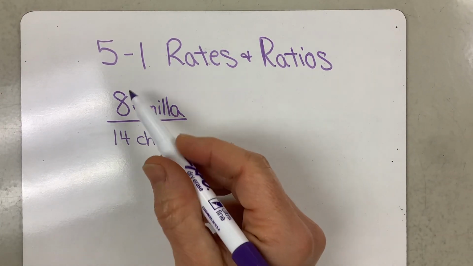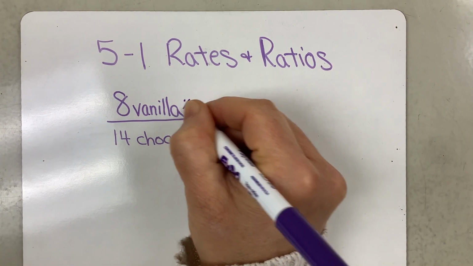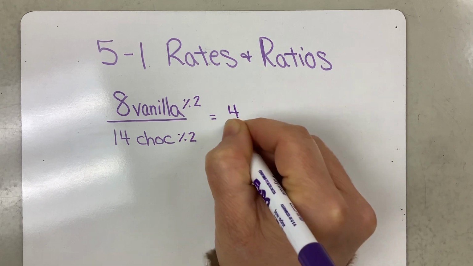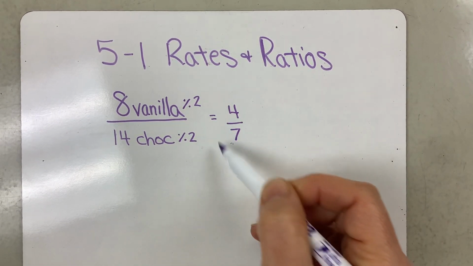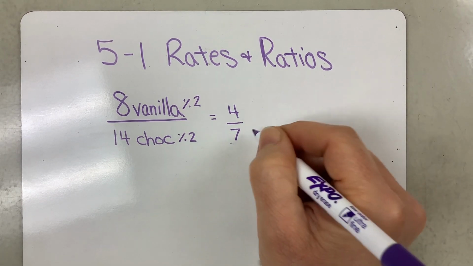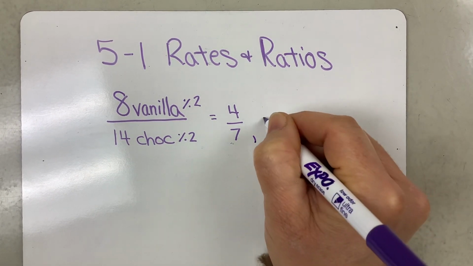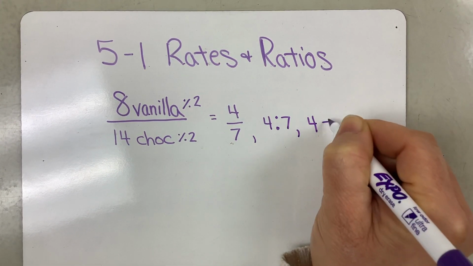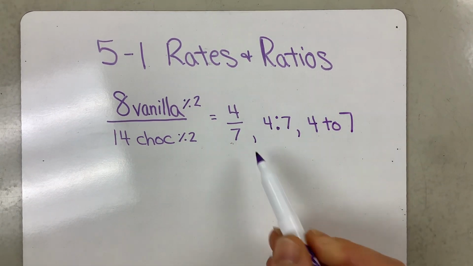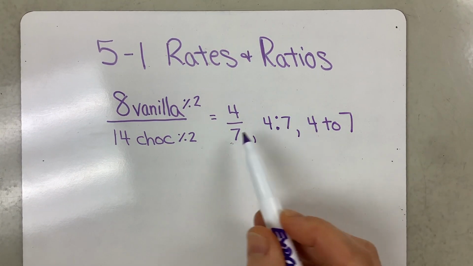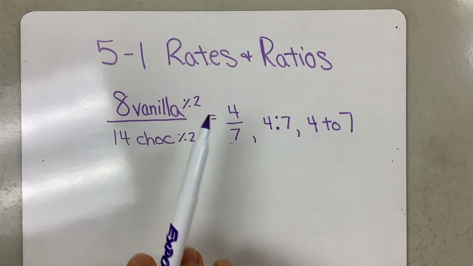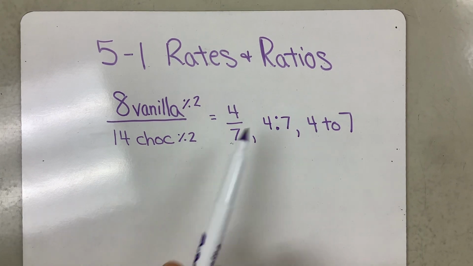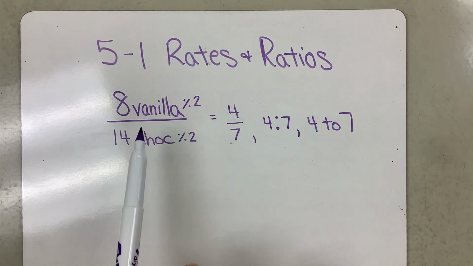Now, I know 8 and 14 are both even, so I can divide by 2. And when I do that, I get 4/7. So this is going to be my fraction in simplified form. We can also write a ratio as 4 to 7, and with the word "to", 4 to 7. All three of these are ways that we show ratios and rates, but be careful that you always simplify when it's in any of these, okay?